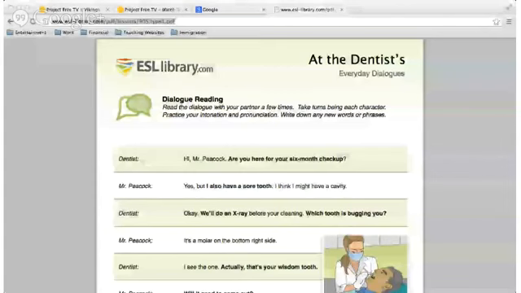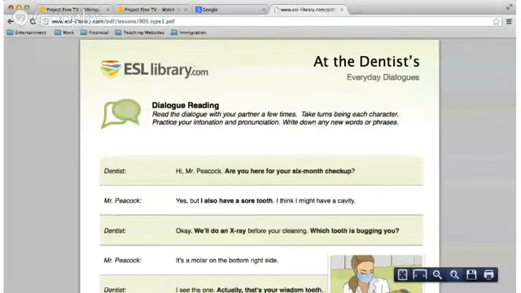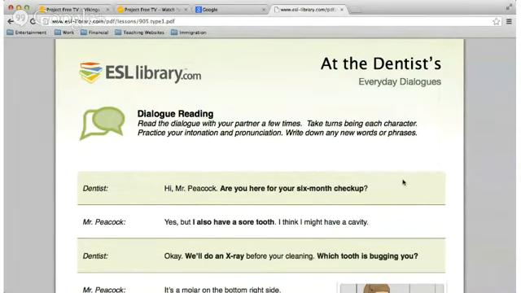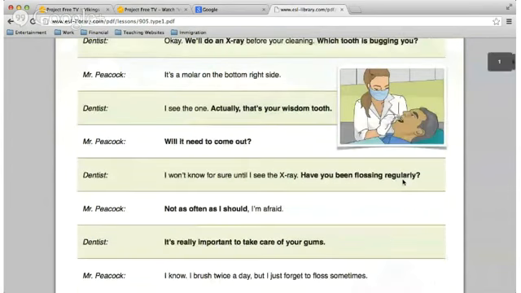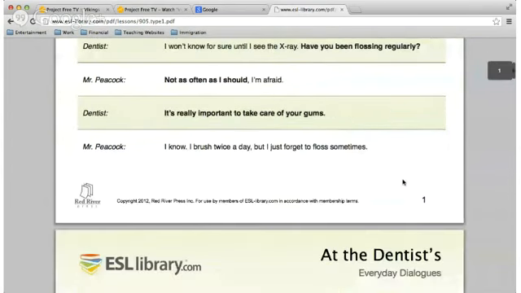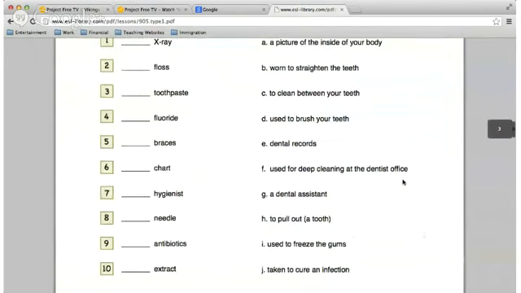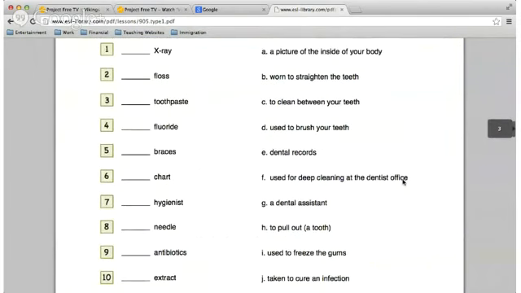Go ahead and open up the link that you have here for the class. When you do, this is what you'll see. I want you to scroll down and take a look at our vocabulary words first. We're going to scroll down past page 1, past page 2, and go to page number 3. There's 10 vocabulary words here.